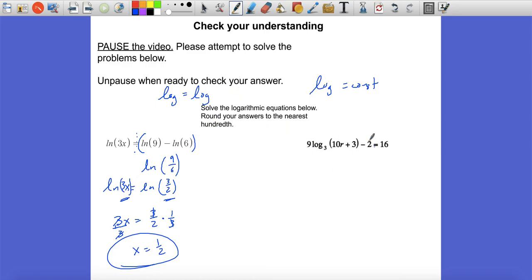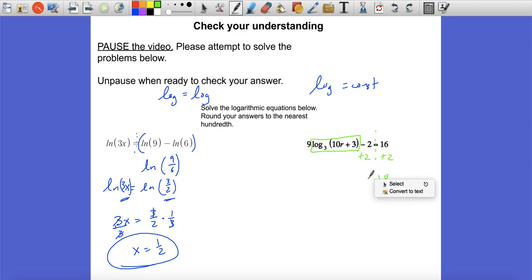Okay. Finally, we have this problem. Again, you're trying to isolate the logarithmic expression. So I've got log base 3 of 10r plus 3 that I'm trying to isolate first. Then I'm going to rewrite in exponential form, because I know this is a log on the left side of the equation with no logs anywhere else. So we know it's log equals a constant. So we have to start by isolating what's in that green rectangle there. So start by adding 2 to each side.